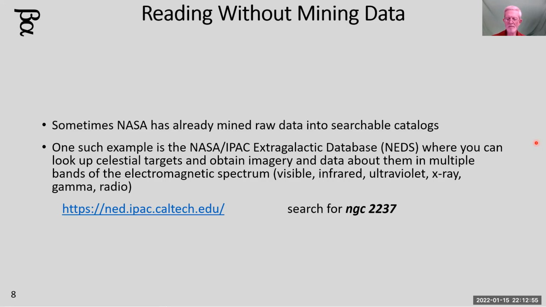I want to go find out information about the galaxy NGC 2237. And when you do that, it will tell you all about it, and not just in visible light. You can find data and images because it'll link off to other websites where it stores infrared, ultraviolet, X-ray, gamma, radio data for this galaxy. So if you just want instant gratification of, I want to find out about this, if you know the name of what you want to find out about, just enter it and have it go look it up for you.